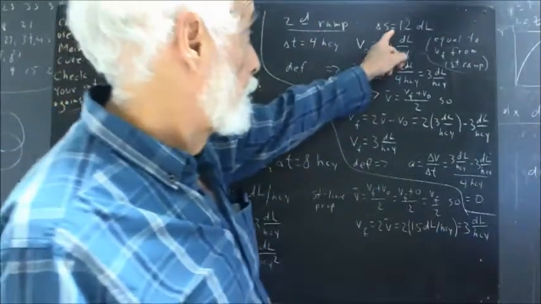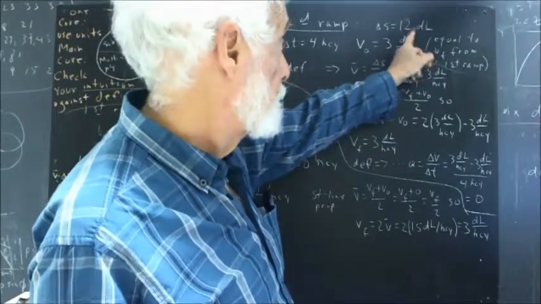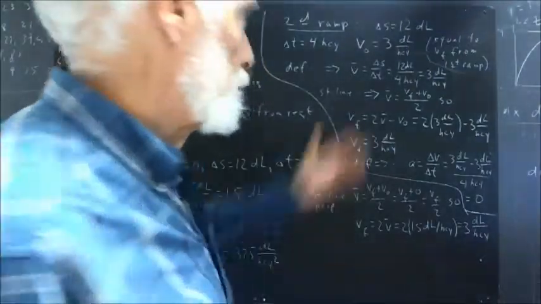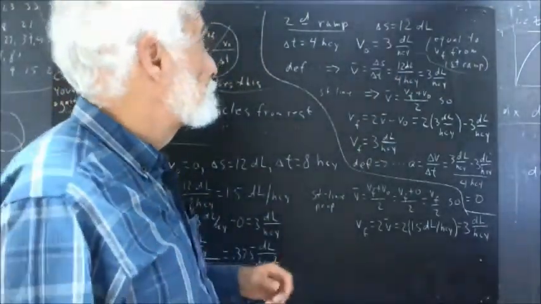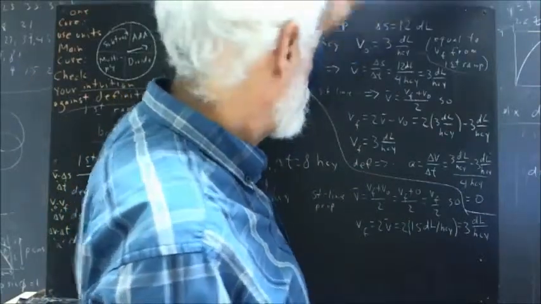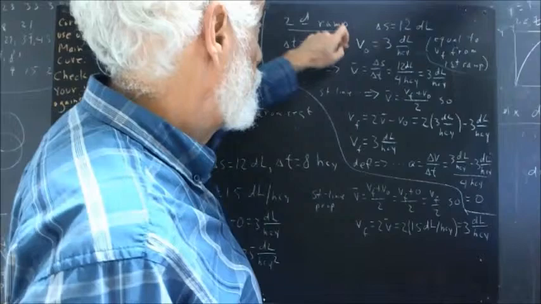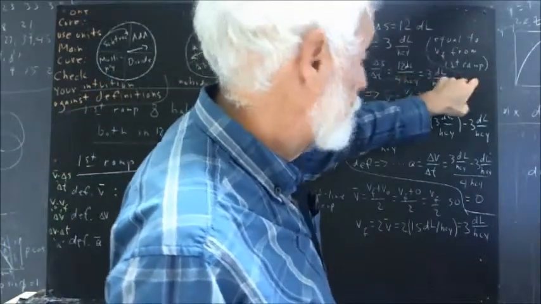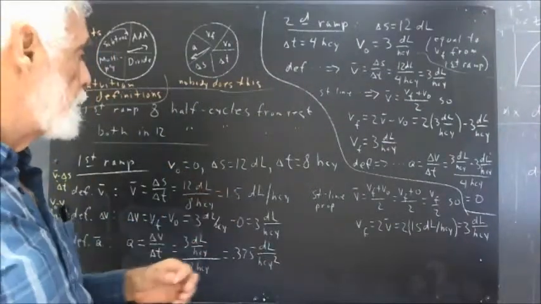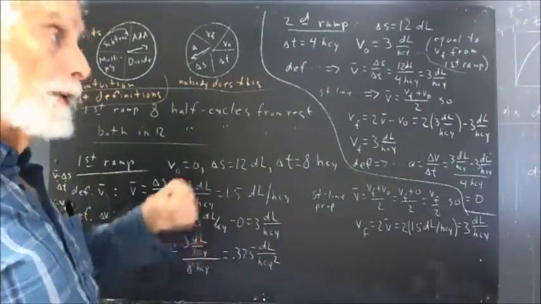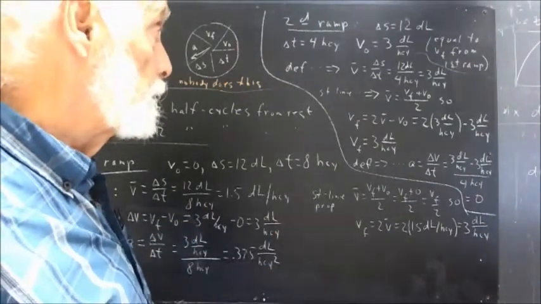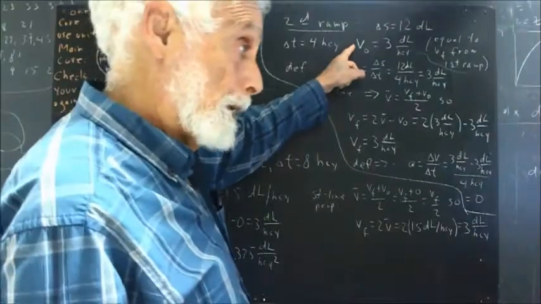Okay, well, we know its length, so the displacement on the second ramp is 12 domino lengths. I keep wanting to say deciliters, because that's really what D would stand for. But anyhow, delta S would be 12 domino lengths, the length of the ramp. The initial velocity is equal to the final velocity from the first ramp, because the ball rolls smoothly from the first ramp to the second. The end of the first is the beginning of the second, so it's going to have that 3 domino lengths per half cycle velocity at the beginning of the second ramp.